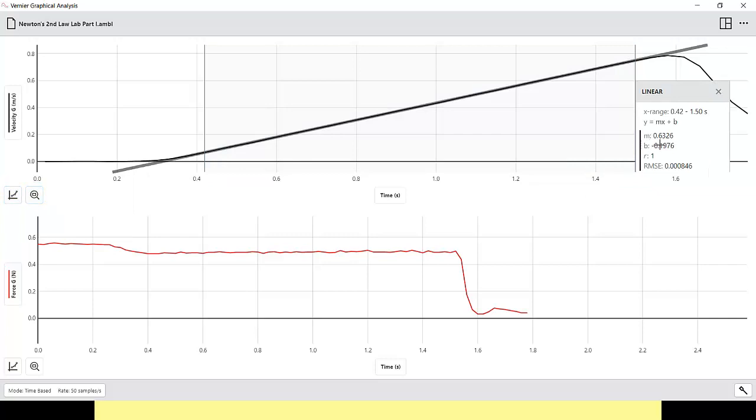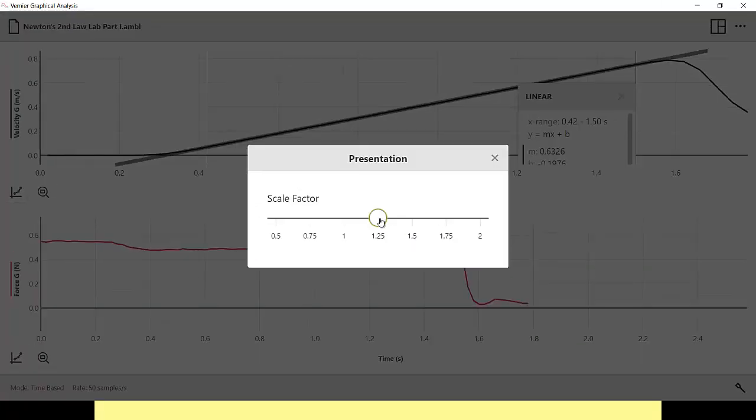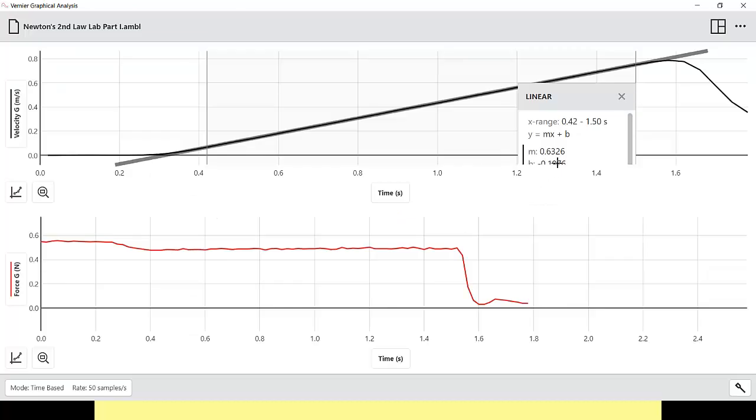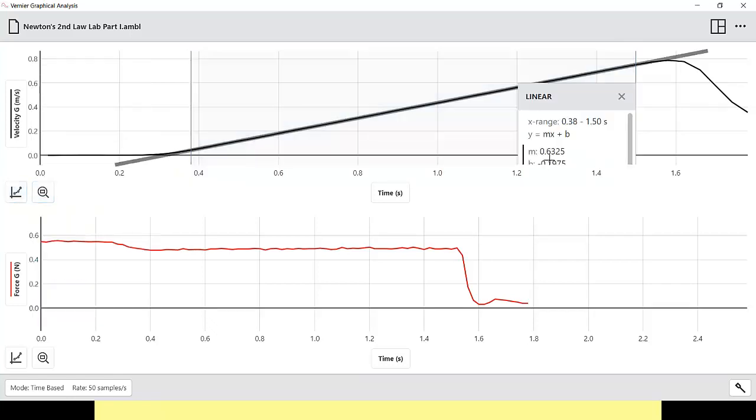Here is the slope of the velocity time graph. At this point, the cart was accelerating at about 0.6326 meters per second squared. And I can even make that a little bigger if we want to see it. There we go, right? So it's 0.6326 is what it's going at here. Again, all we had to do was click and drag over the part of the graph we want, the diagonal part where it's accelerating. Apply the curve fit, and the slope is the acceleration.